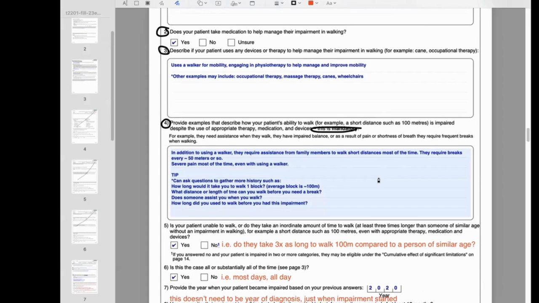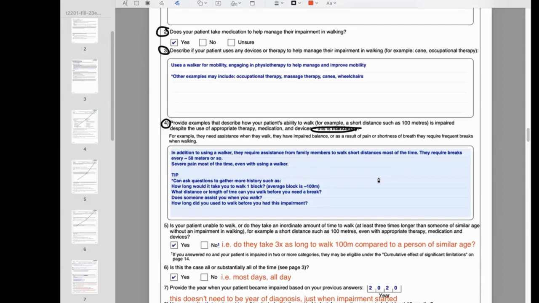So a few tips here for questions you can ask the patient to probe further are things like, how long would it take you to walk a block? An average block is 100 meters. And if they're saying half an hour, then that's pretty significant. Another question could be what distance or length of time can you walk before you need to take a break? Does someone assist you when you walk? Is that all of the time? And then perhaps comparing how did that person walk before the impairment compared to now?